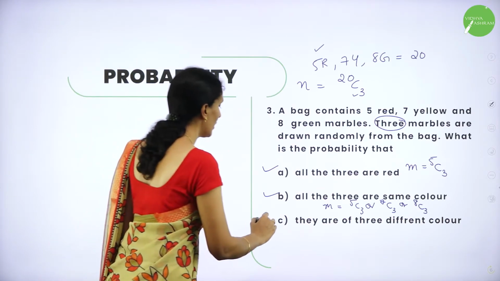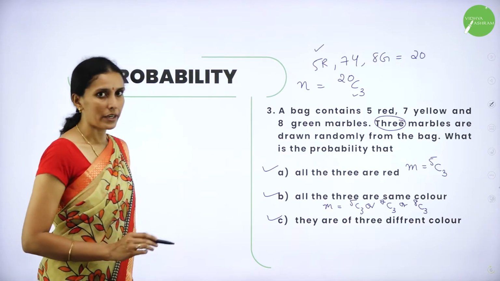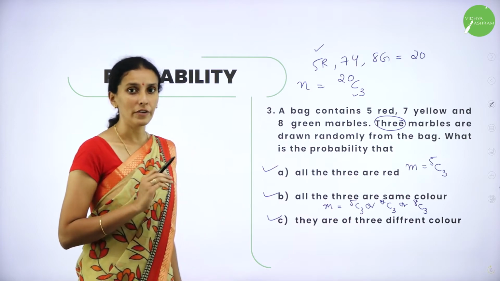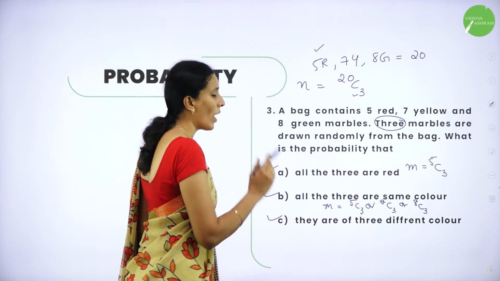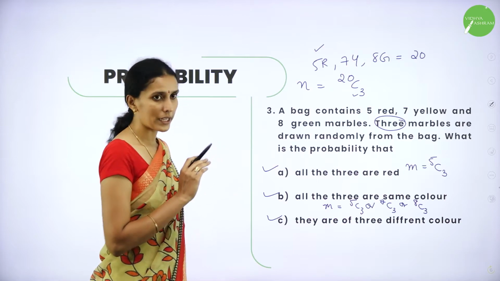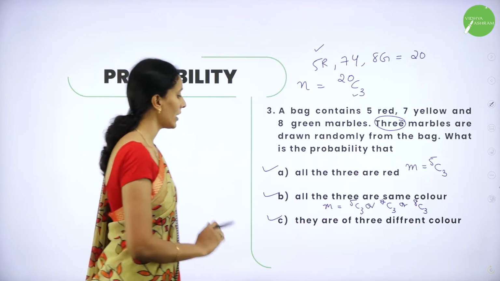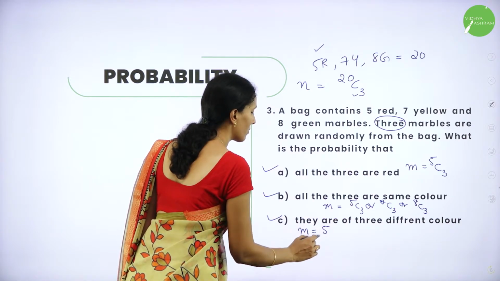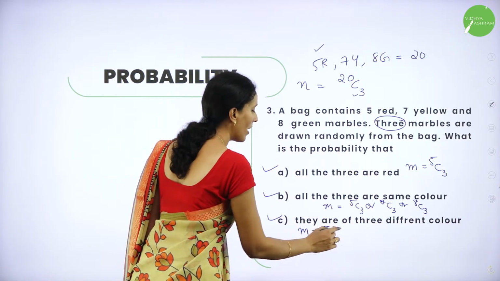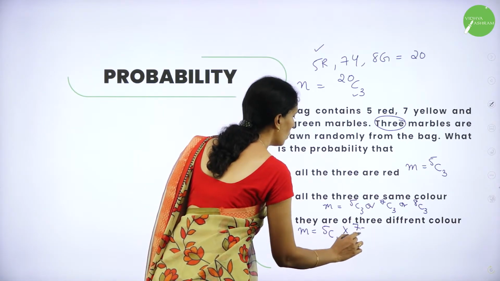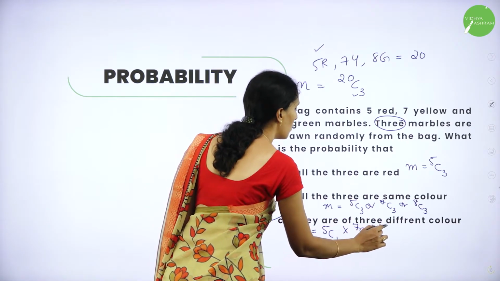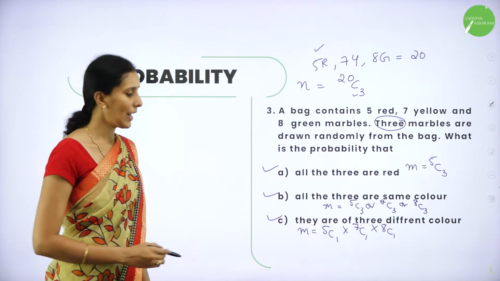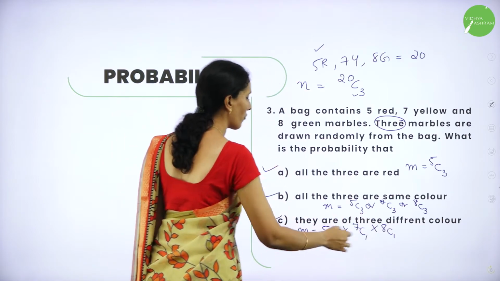For the next question, they are of 3 different colors. So we have to choose 3 marbles, and all the 3 must be of different color. Therefore, one must be red, one must be yellow and the other must be green. My selection will be 5C1, 1 red, 1 yellow and 1 green, so you will have 3 marbles of different colors.